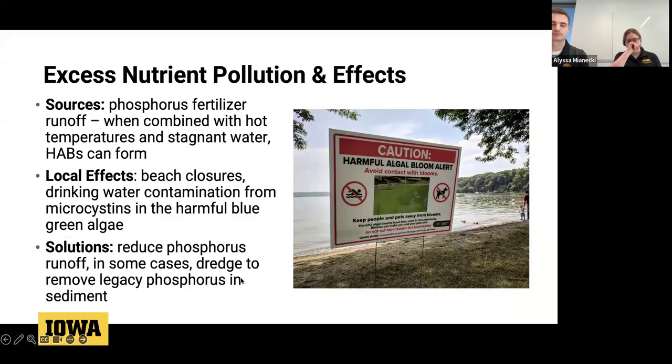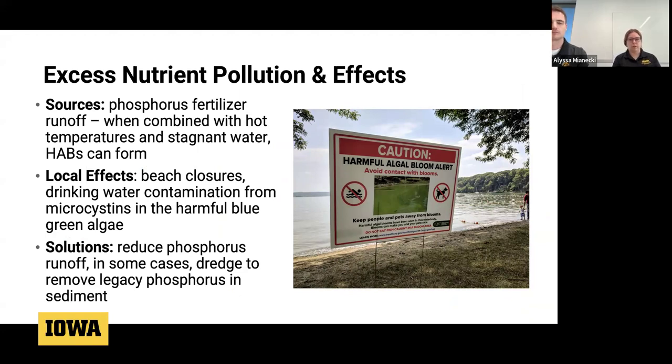Like Elliot said before, other nutrients that we're concerned about are phosphorus. Generally, in freshwater systems, we're not actually concerned about phosphorus itself. It's actually the effects that phosphorus can have when combined with hot temperatures and stagnant water. In certain cases, harmful algal blooms can form, and those can be toxic to both people and pets trying to swim.